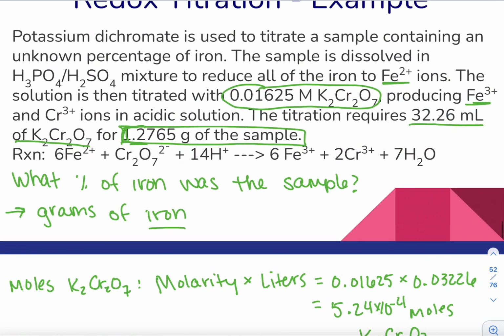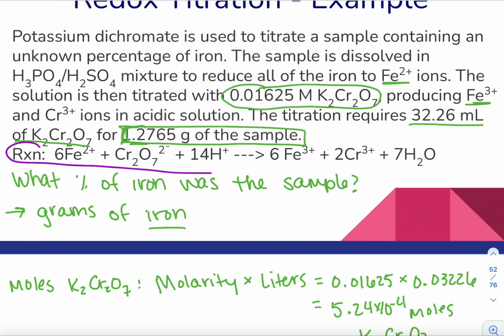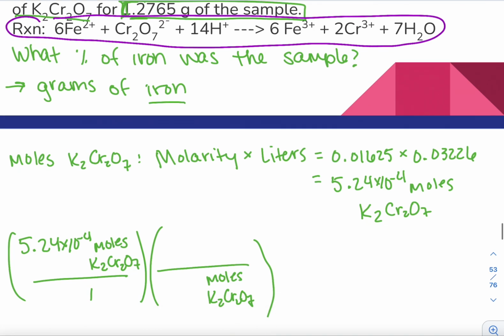So if you look at this reaction that they gave us, it's a net ionic reaction. There is no potassium dichromate in this reaction because the potassiums would cancel. So I'm going to add a little extra step here. It's not going to end up mattering for this problem, but in the future it might, and I want you to be thinking about this. It was also on the summer assignment.